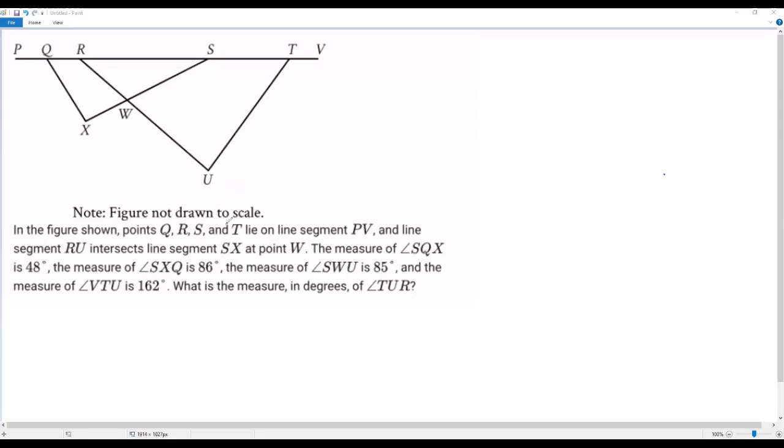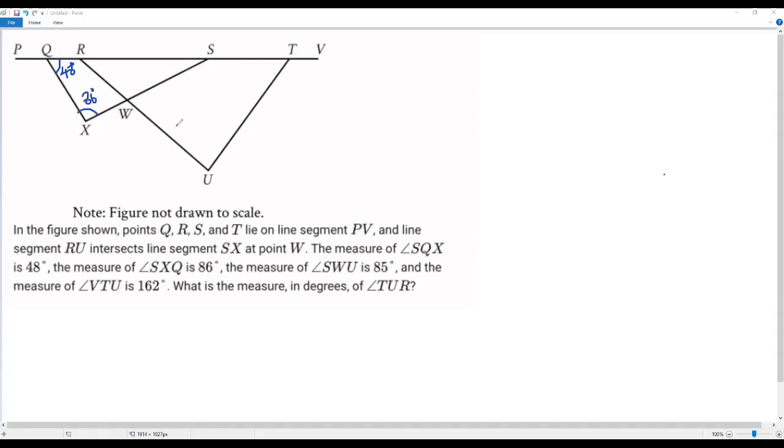In the figure shown, points Q, R, S, and T lie on the segment PV, and line segment RU intersects line segment SX at point W. So the measure of angle SQX is 48 degrees. So the 48 degree angle measure has to be marked over here. And also the measure of angle SXQ is given, that is 86 degrees.